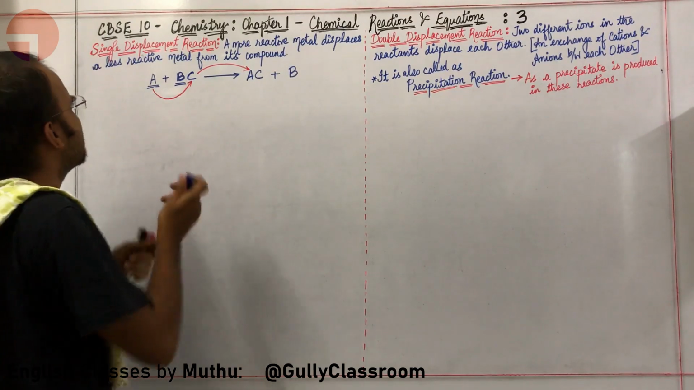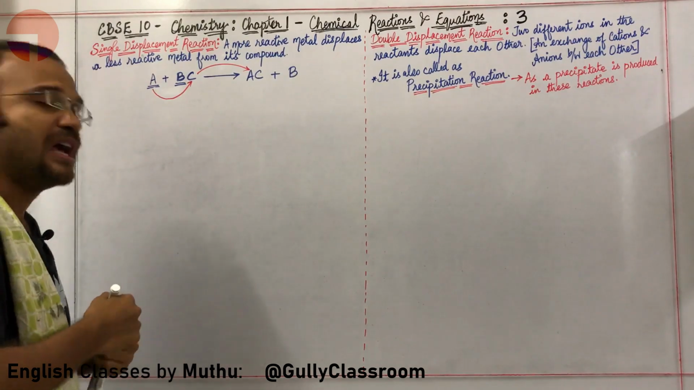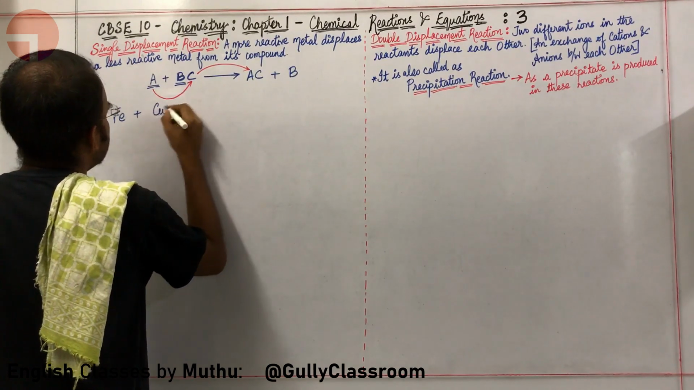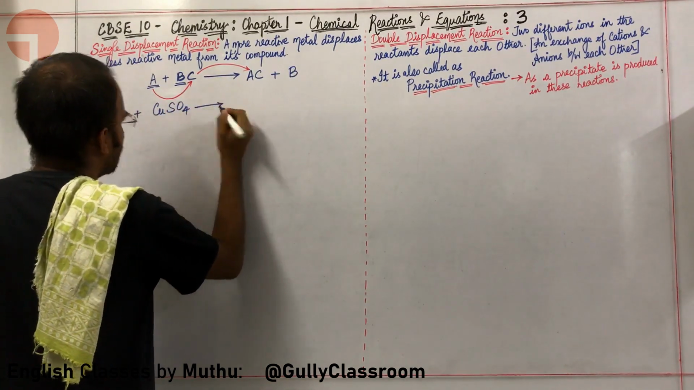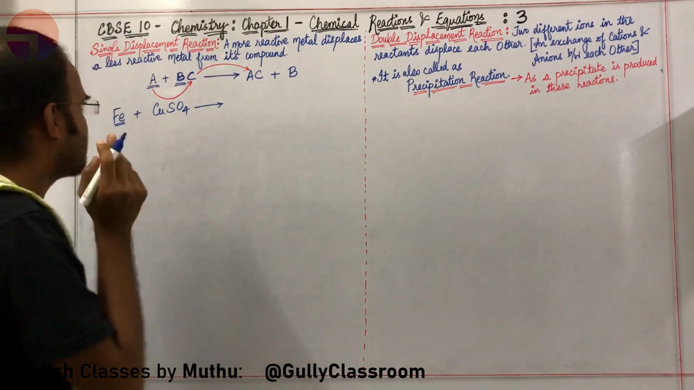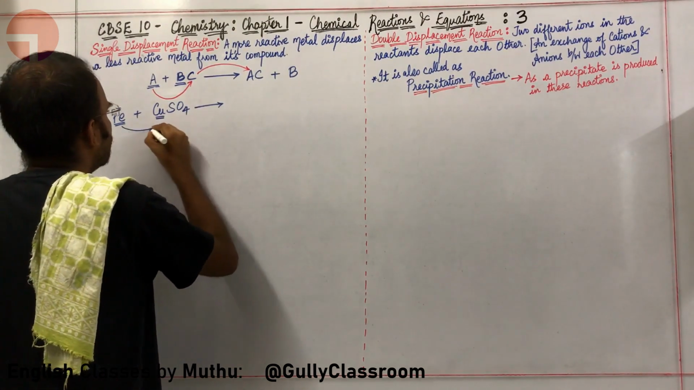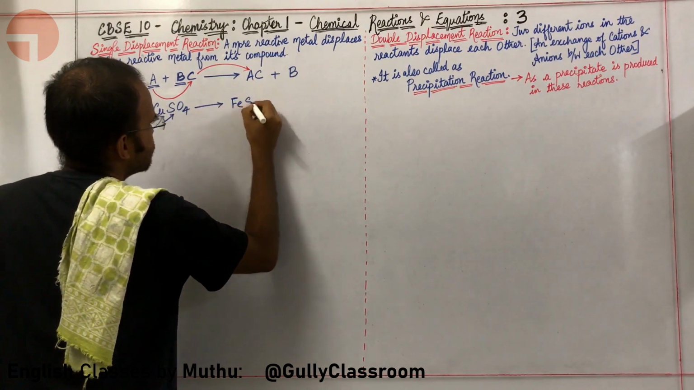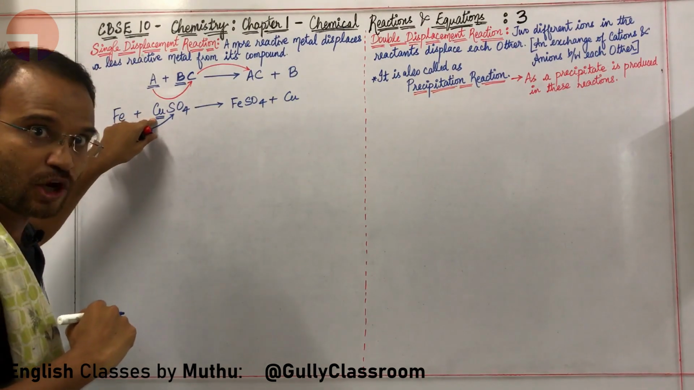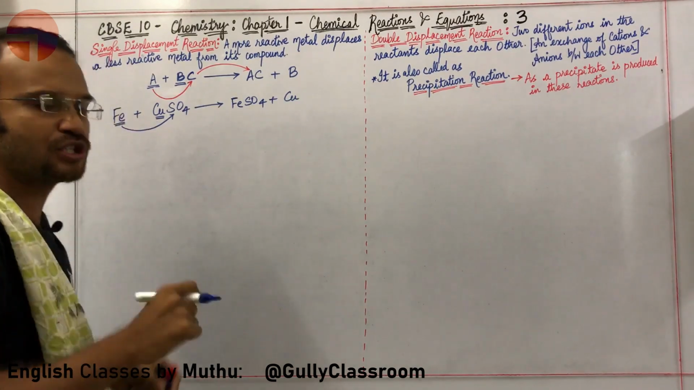Okay, sir, I am understanding the basic idea of what is single displacement reaction. Let us look at a couple of good examples. Absolutely, Sami. What will happen when Fe reacts with CuSO4? Fe is a more reactive metal. It will come and displace Cu from this compound and it will form FeSO4 plus Cu. Here iron is more reactive than copper. The more reactive iron has displaced the less reactive copper from its compound.